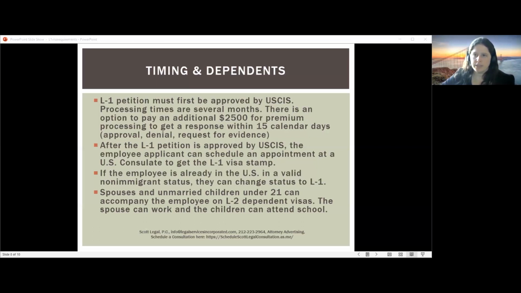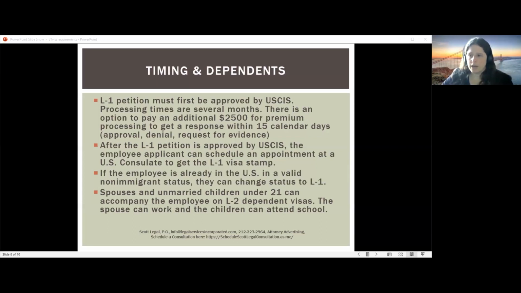If it's a request for evidence, then you'd submit a response, and then 15 calendar days after they receive the response, you'll get a decision. They could also potentially issue a second request for evidence, although that's less likely. After the L1 petition is approved, the employee applicant will schedule an appointment at a U.S. consulate abroad and go to get the L1 visa stamp in their passport.